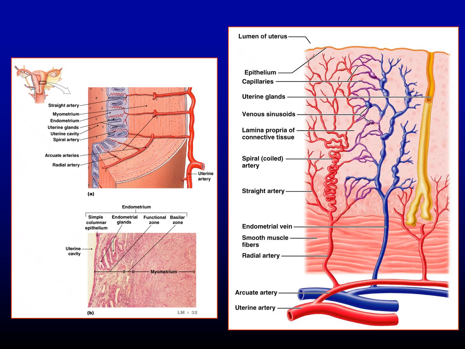The wall of the uterus consists of 3 layers. The outermost is the perimetrium or serosa. The middle layer is the myometrium, which consists of 3 layers: an inner longitudinal, a middle circular layer which is the thickest of the 3, and an outer longitudinal layer. The innermost layer is the endometrium.